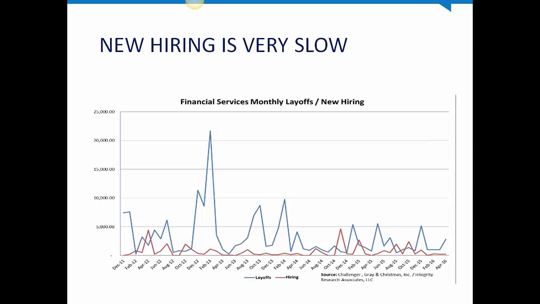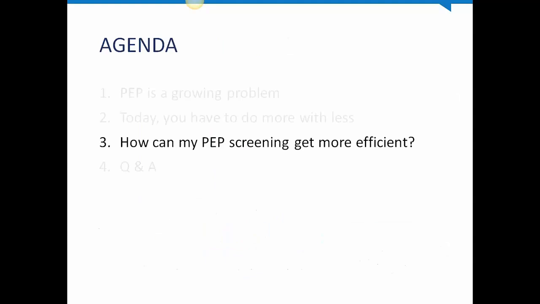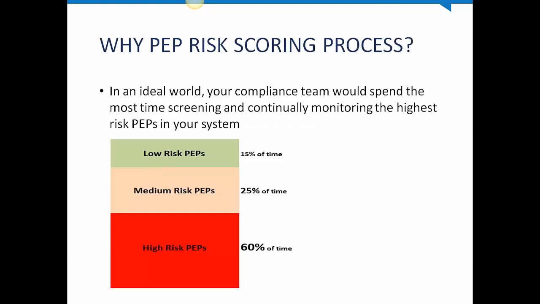So if you've got more PEPs coming in and you've got the same or fewer resources, your only option is to get more efficient with how you screen your PEPs. Otherwise, you start having to make difficult decisions like, well, I'll screen on the front end, but I don't have the headcount to continually monitor these, and then suddenly you're vulnerable from a regulatory standpoint. So it's a very difficult situation. Higher demand, fewer resources to do it. Where does that leave us? That's why we're here talking today. How can my PEP screening get more efficient? That's why we're talking today.